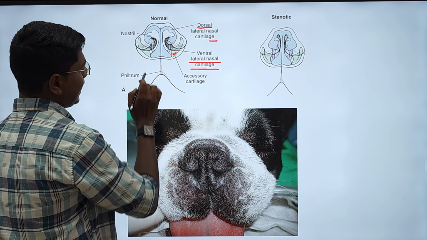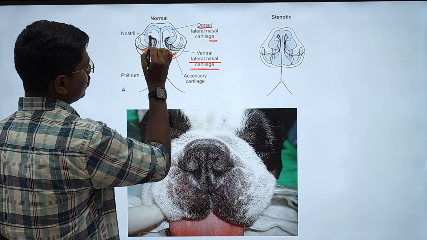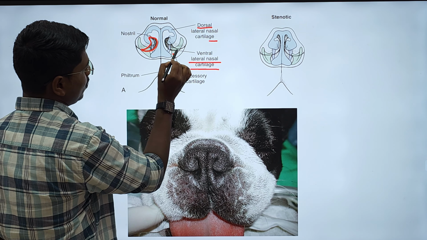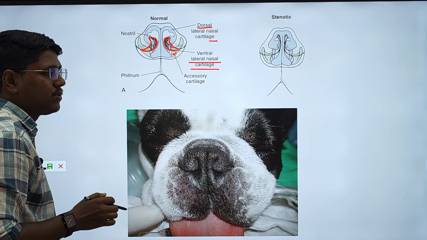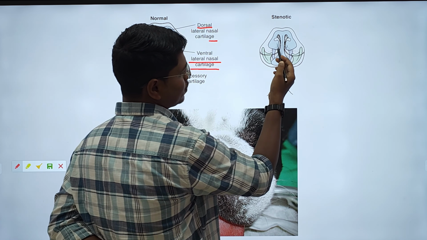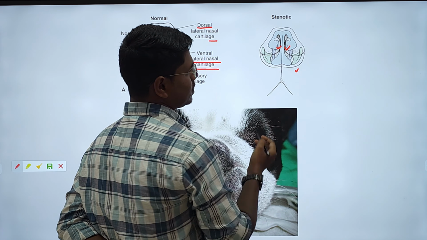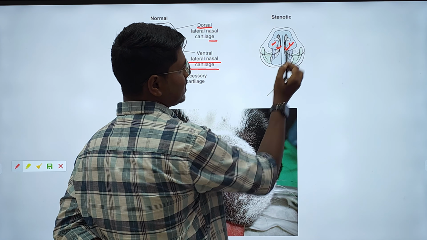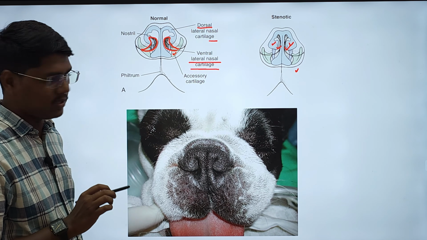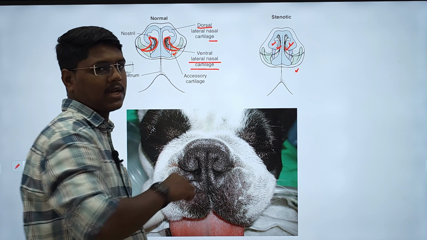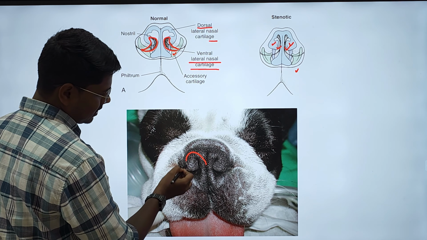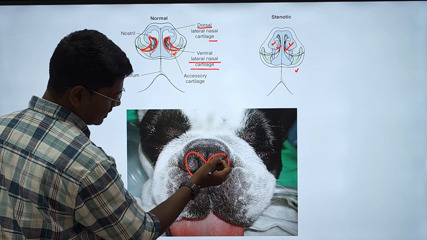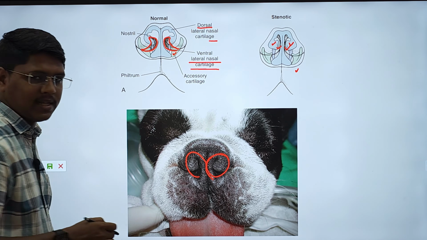Now look at the nares. You can see this opening. This is the opening. It should be like this, but what happens when it is stenotic? This is closed. This is closed. You can see the difference in the dorsal cartilage. See how the formation of the dorsal cartilage blocks the nares. Stenotic nares. You can see here this side, this is more prominent on this side.